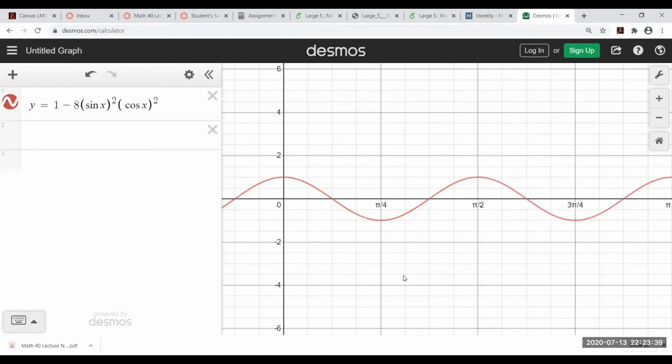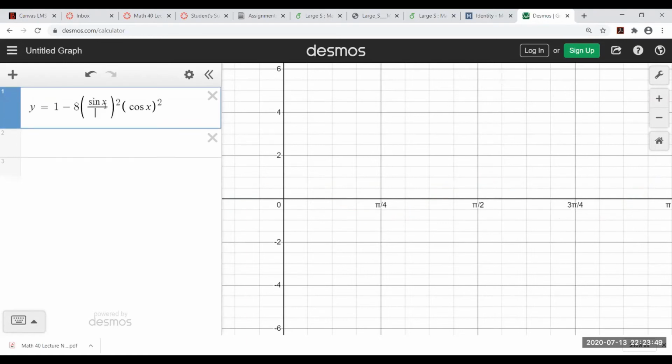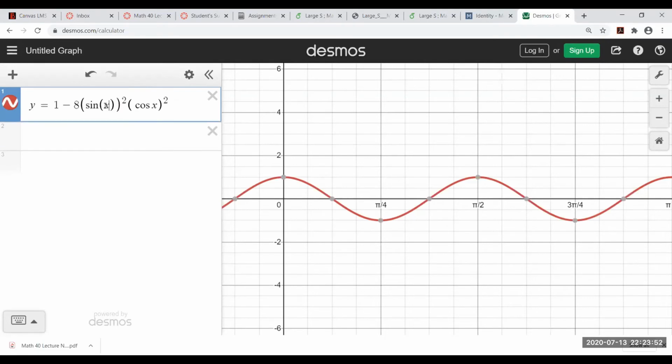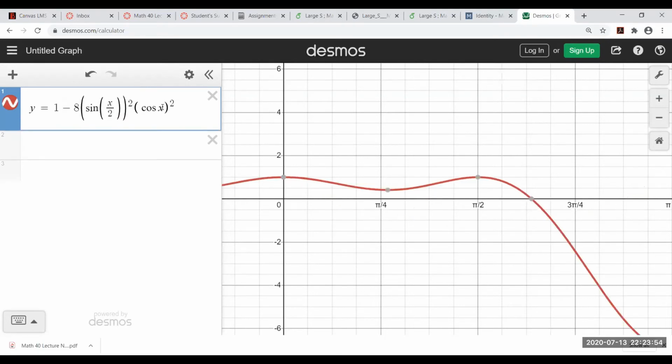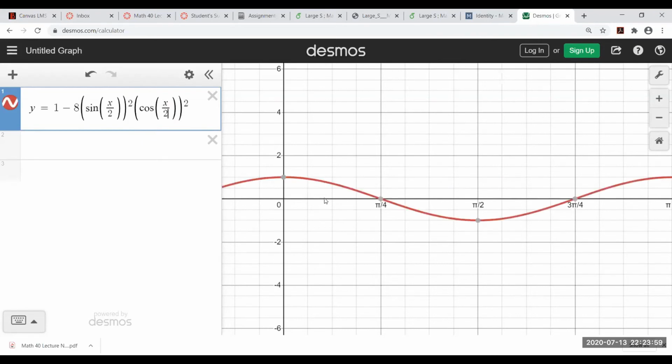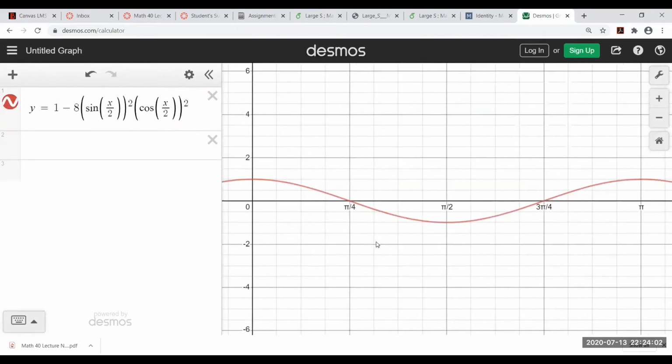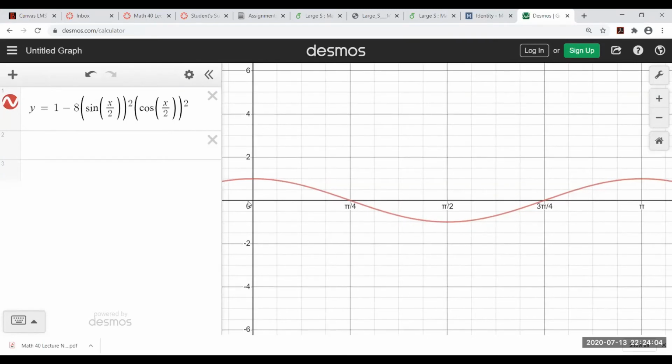Okay, so it seems like we might be having something a little bit different. Oh, that's because I forgot to write x over 2. Hold on. This should be x over 2. There we go. Okay, now it looks like ours. Okay, so at 0 we reach 1, at pi over 4 we reach 0, at pi over 2 we reach -1, then 0 again at 3 pi over 4, then 1 again at pi.